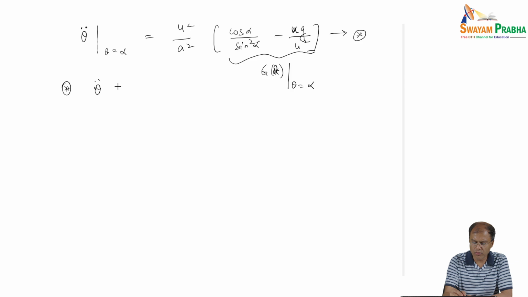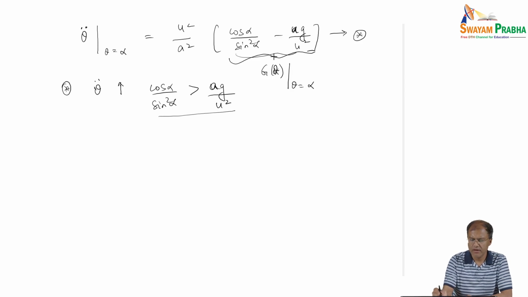this quantity increases as we have that cos alpha by sine square alpha is greater than ag by u square. So whenever this factor, g of theta evaluated at alpha, is positive, we expect that theta double dot is increasing, because theta double dot is positive, so it's an increasing function. So theta double dot at theta equal to alpha is increasing whenever this happens. That's quite clear. And of course, it decreases when this factor is negative.